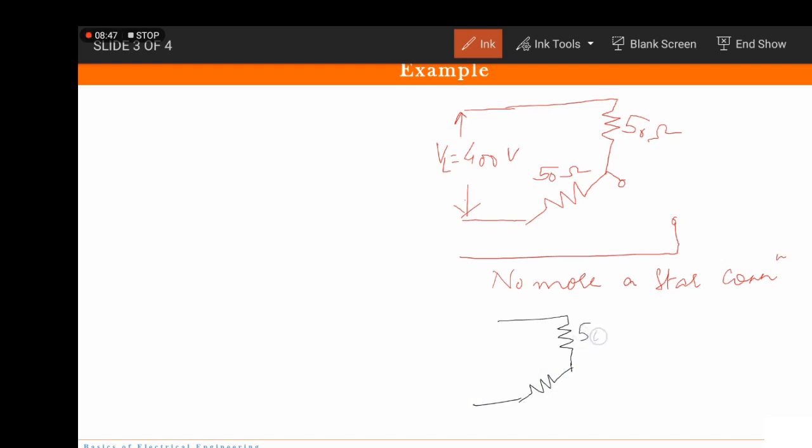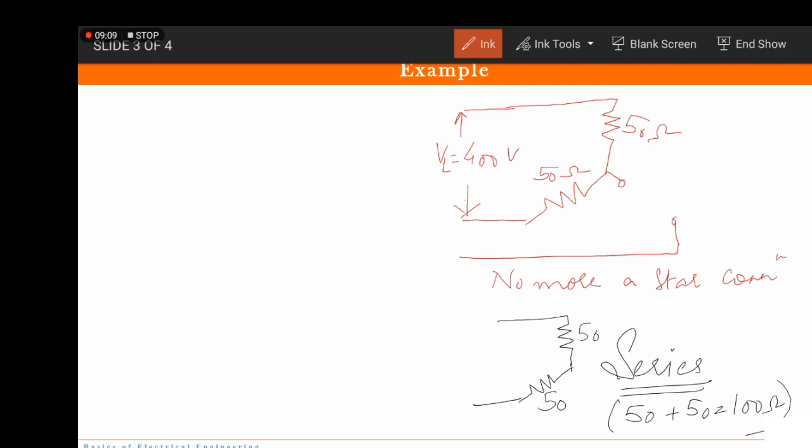So now this is 50 and now this is also 50. So which type of connection is this? That's right. This is a series connection. So what is the impedance? 50 plus 50, which is equal to 100 ohms. Got it? Yes? Very good.